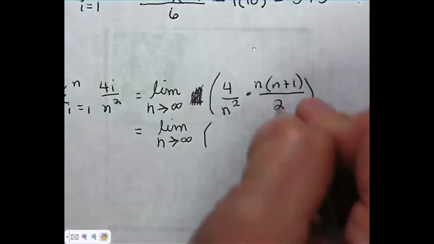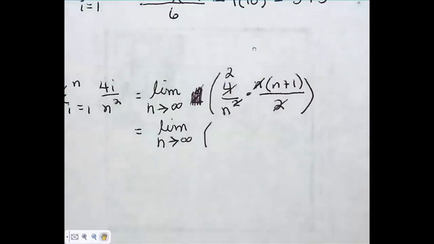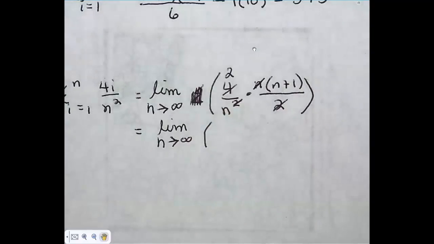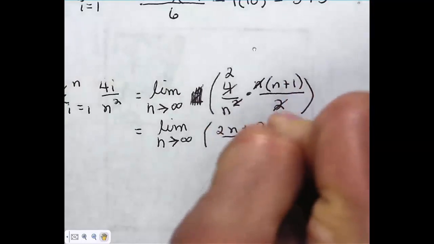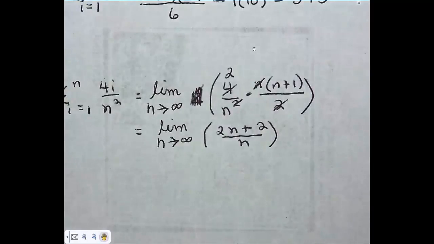Well, the 2 would go into the 4 2 times, and one of those n's would cancel out one of those n's. So I just have 2 times n plus 1 over n, or I could write it 2n plus 2 over n. And I want the limit of that as n goes to infinity.